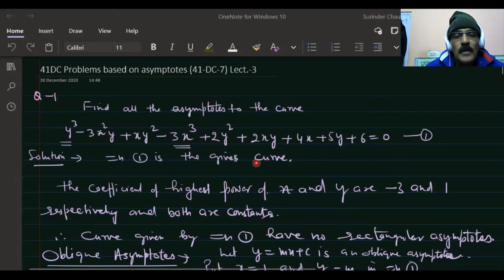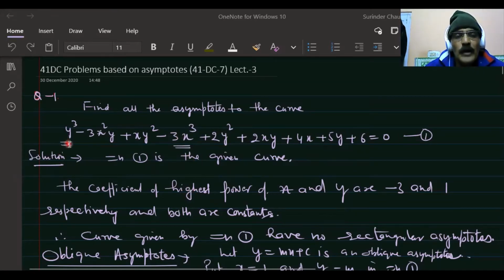Now, in order to find asymptotes parallel to the axes, put the coefficient of the highest power of x equal to 0. But the coefficient of the highest power of x is minus 3, which can't be equal to 0. Therefore we don't have any asymptote which is parallel to the x-axis.